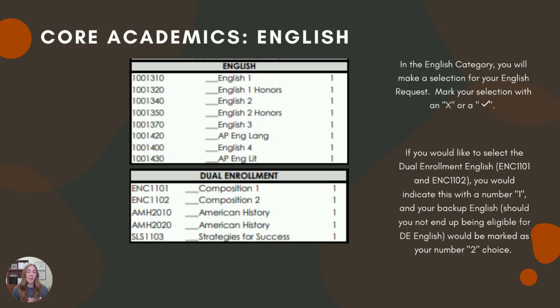If you're interested in dual enrollment, however, so that would be ENC 1101, ENC 1102, which is English Composition 1 and English Composition 2, please mark that with a number 1. That's your first preference. And then what we would like for you to do is to mark the backup. So whether that's going to be AP Lit, English 4, or AP Lang and English 3, wherever you're at, junior or senior, please mark that as your backup choice just in case you're not eligible for dual enrollment.